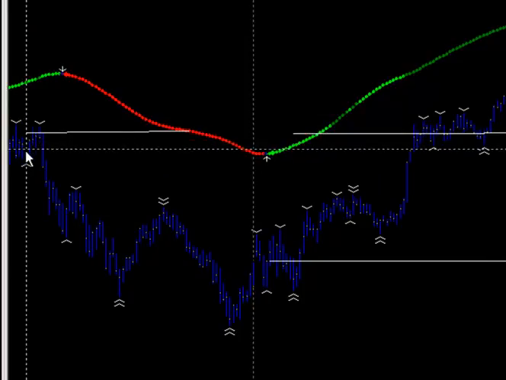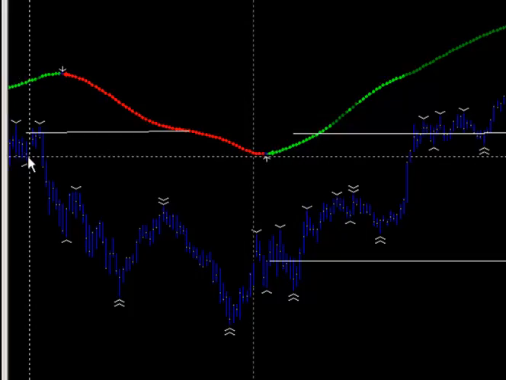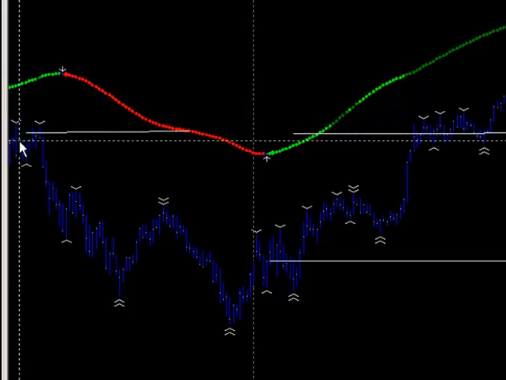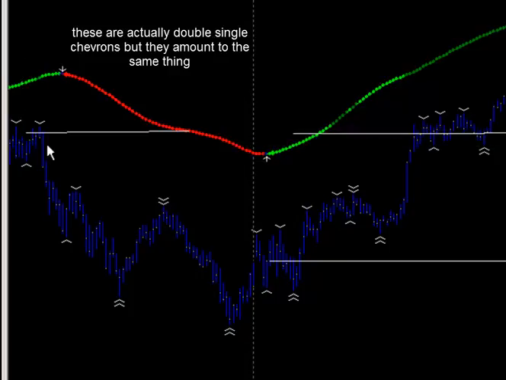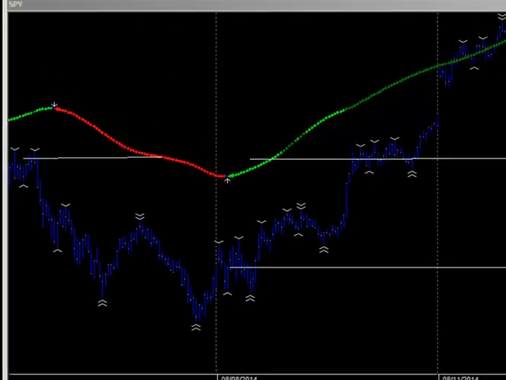Ideally, we'd want to see the price target come in at this level so that it was below the level of these double chevrons. So it's not ideal, but yes, it's within the range. So that would be check.